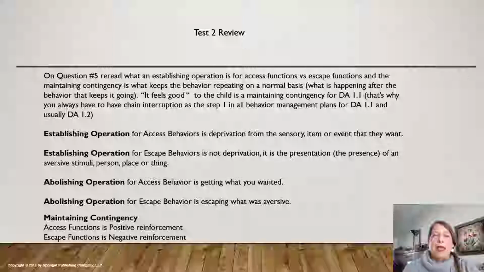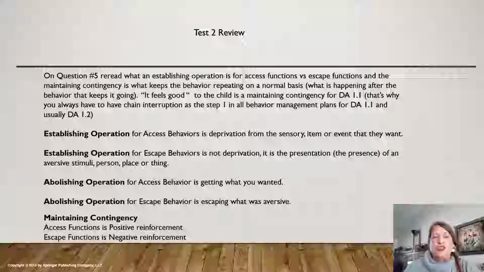For escape behavior, it means that if they were able to escape the aversive event, that is the abolishing operation. The action of getting away successfully from whatever it is, whether it was the long, lengthy task or the difficult task, they were able to get away, so that abolishes their need to continue the behavior.